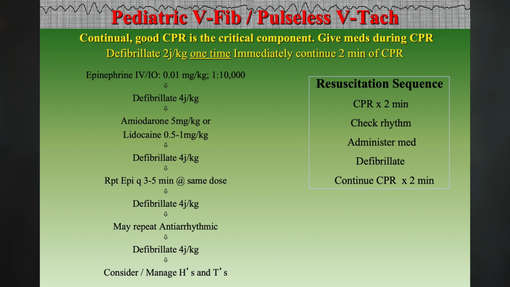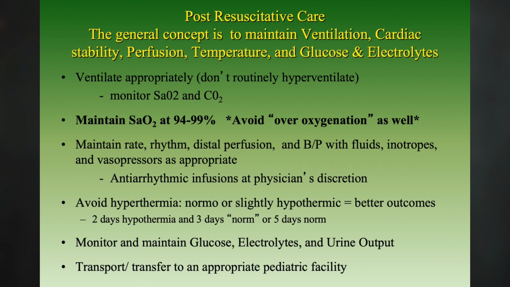Once you've resuscitated the patient, post-resuscitative care in children looks like this. The goal is to keep them stable, so ventilate or oxygenate them so their O2 level and CO2 levels stay normal: O2 at 94 to 99%, CO2 at 35 to 45. Maintain their distal perfusion and blood pressure with either fluids or inotropes. An antiarrhythmic infusion could be used at the physician's discretion if the child received an antiarrhythmic during cardiac arrest.